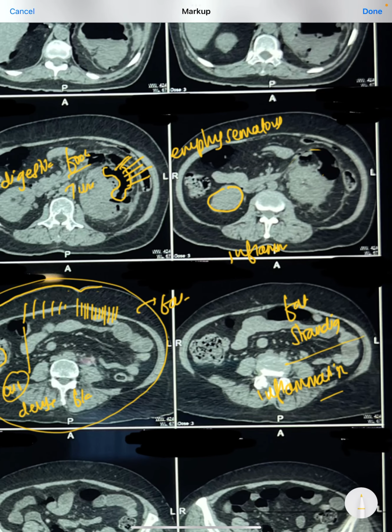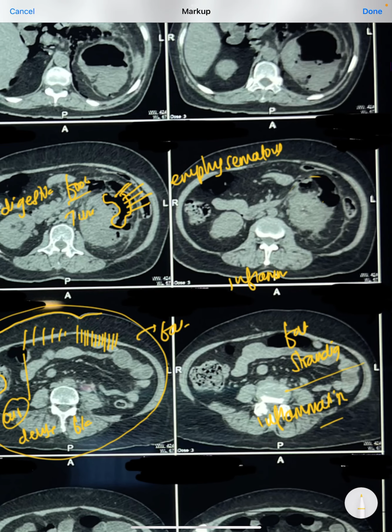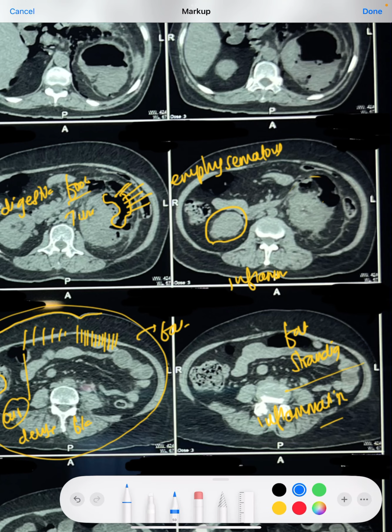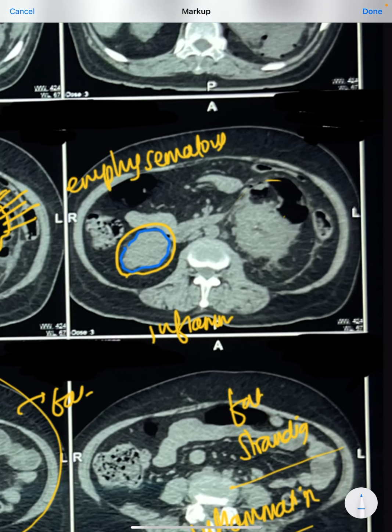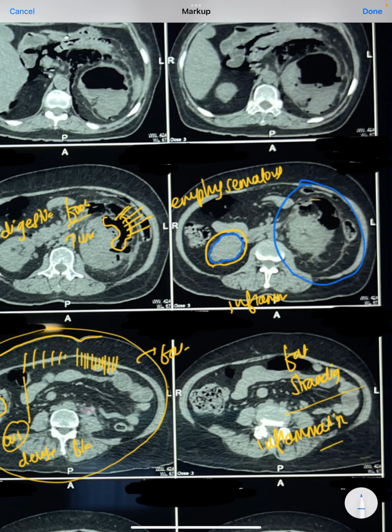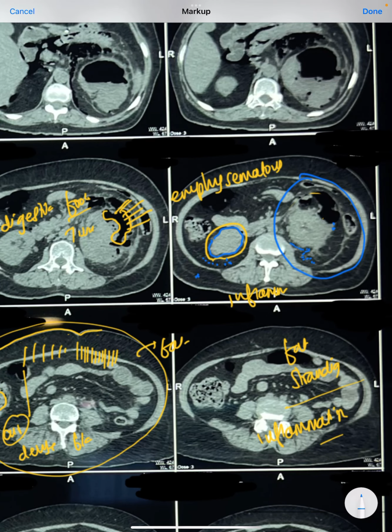So just see, as we know, this is the right kidney. The right kidney has very well preserved margins. The margins are so smooth, they are crystal clear margins. It means that it is very unlikely to have any inflammation. And just see this left kidney. The margins are all serrated. The margins are not smooth. Just see, the margins are not smooth. They are all irregular. And this is all fat, this is all fat, this is all fat.